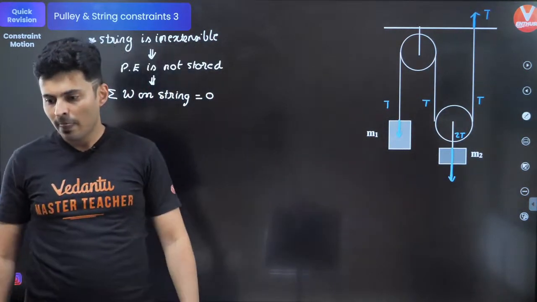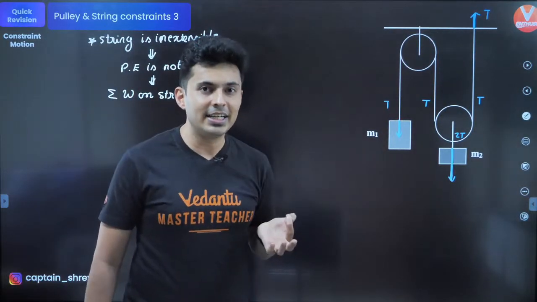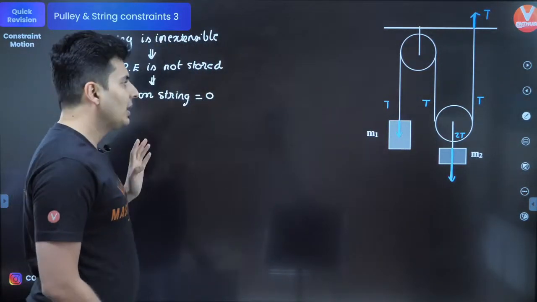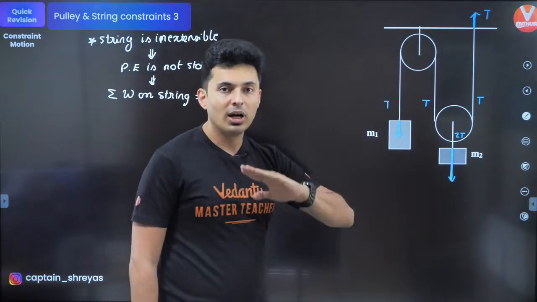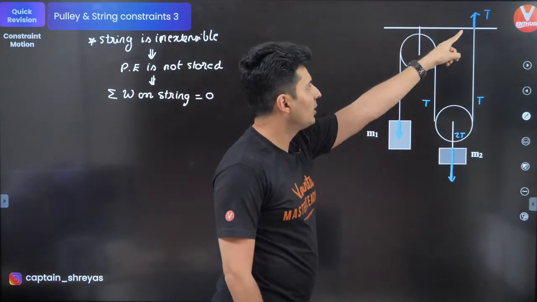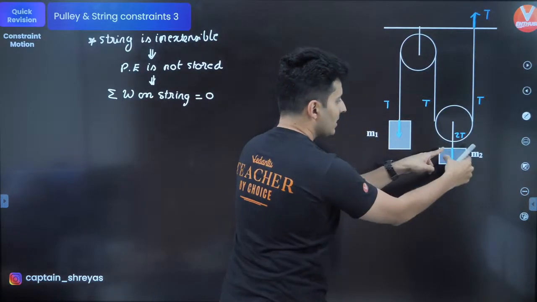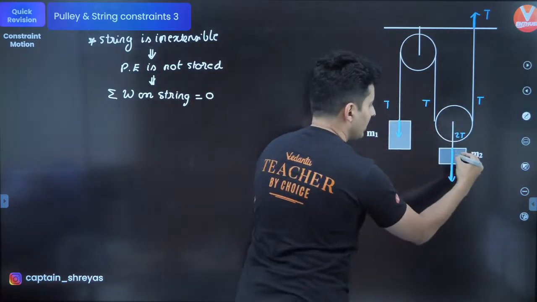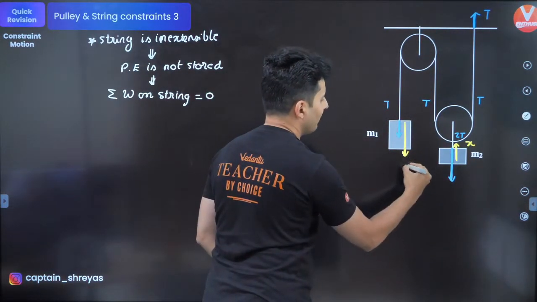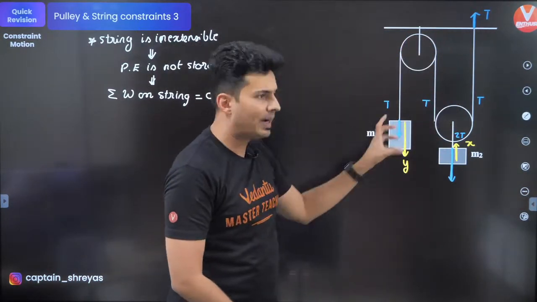Now, why not kinetic energy? Very obvious. String is light. If string does not have mass, how much kinetic energy will it have? Obviously 0. Now just write down the total work done by all the points where the forces are applied. This is one point, this is one point, this is one point, and let us assume that this point goes up by X, then this point comes down by Y amount. Obviously, if this goes up, this will come down.